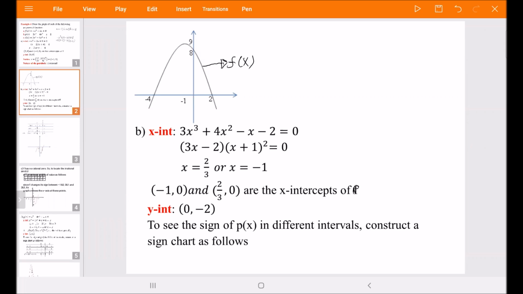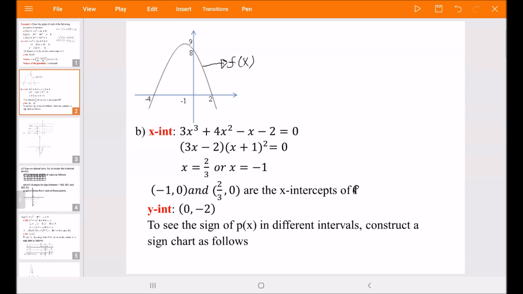The y-intercept is simply you make the first component of this point 0 and you take the constant term. So 0 comma minus 2 is the y-intercept of the graph of p. Now, to see the sign of p of x in different intervals, construct a sign chart as follows.